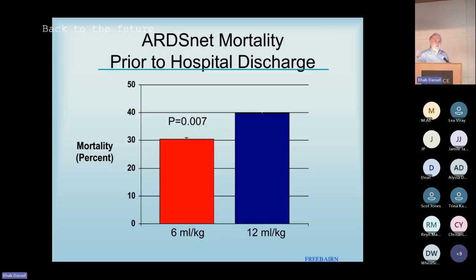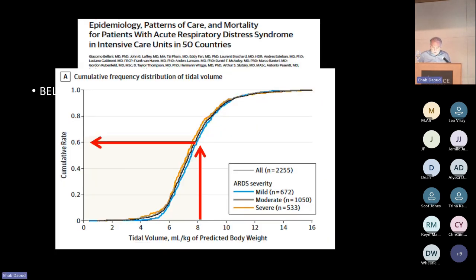Talked about this already. The ARDS study showed quite clearly that 6 mils per kilogram was much better than 12. But VILI showed in this analysis of 50 countries that only 60% of patients with severe, moderate or mild ARDS received tidal volumes that were protective to them. And that's a problem, because it doesn't cost us anything to actually ventilate patients at lower tidal volumes. There's no expense, no additional equipment required. You simply have to turn the knob.